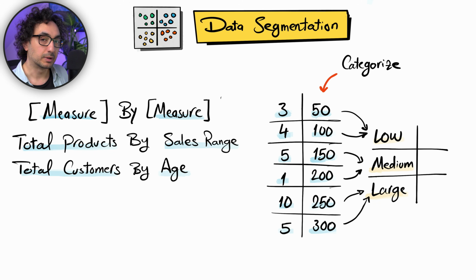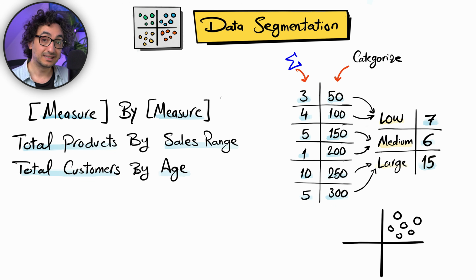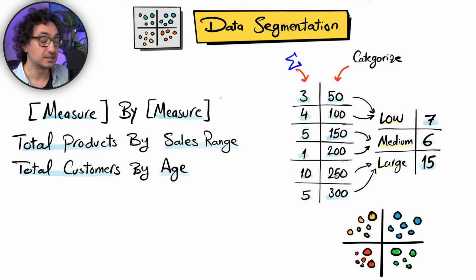So as you can see, we are taking one measure, and based on the range of this measure, we are building new categories, a new dimension. And now the final step is the easiest one. We're going to aggregate another measure based on the new category. So we're going to have 7 for low, 6 for medium, and 15 for large. So with that, as you can see, we are creating new categories or segments based on a measure, and then we are aggregating another measure based on these new segments.